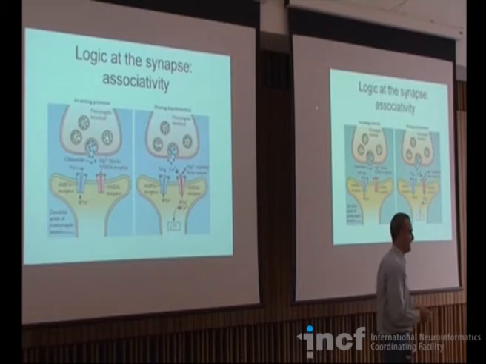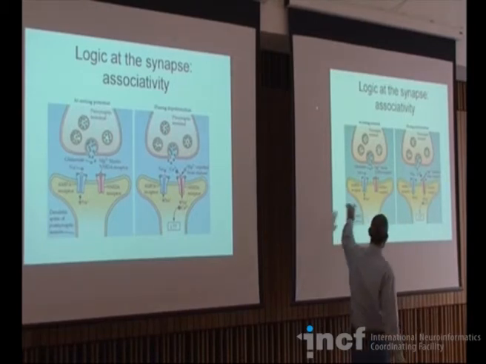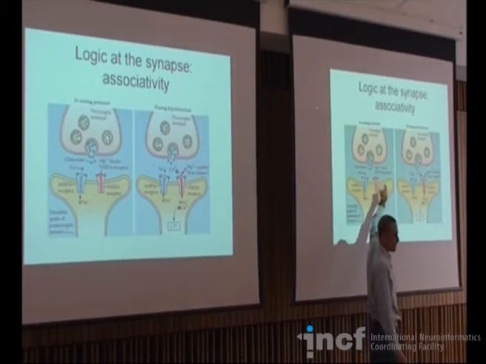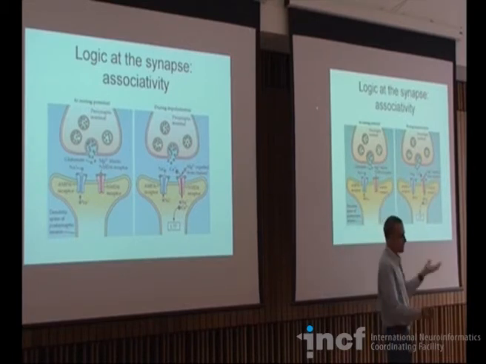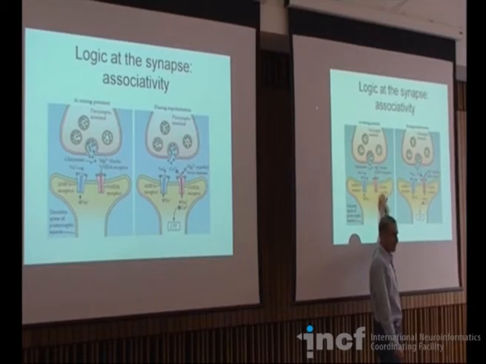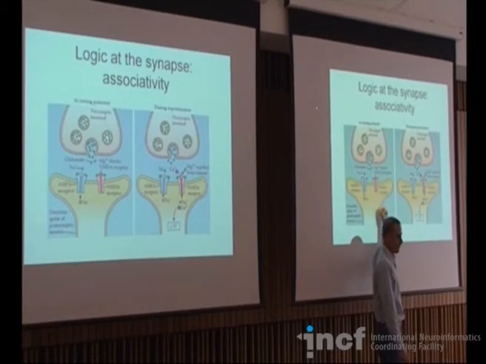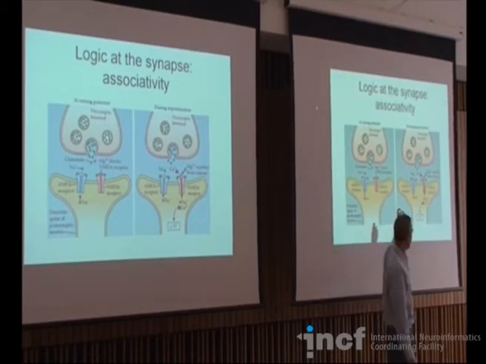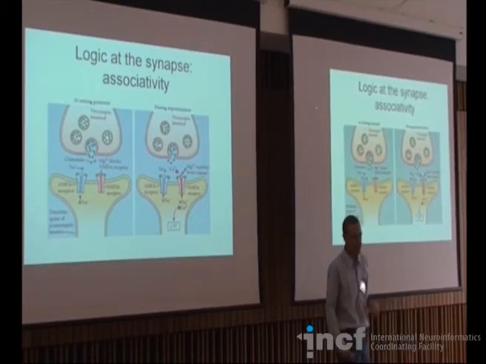Okay, so this is the associativity of the NMDA receptor at the synapse. And it's associative because the channel acts like a molecular detector, an AND gate, saying that we have both the presence of neurotransmitter and the presence of depolarization at the synapse. When you have both of these present, then you get current flow and calcium entry into the synaptic cell.